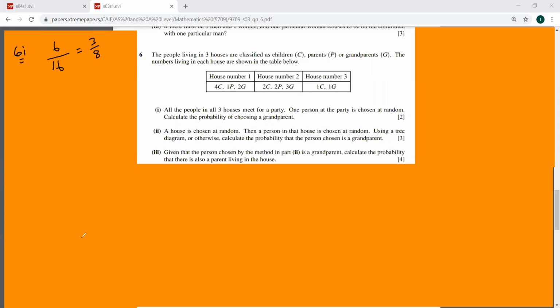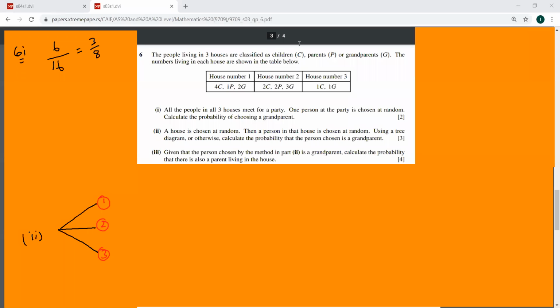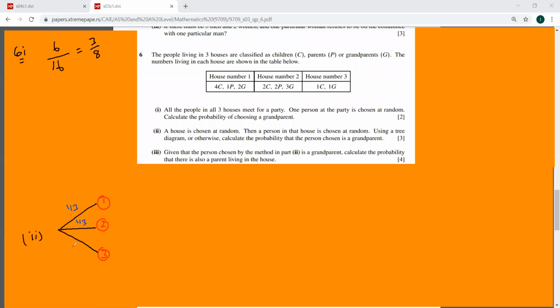Now let's look at the second part. It says a house is chosen at random. So I will be drawing a tree diagram. There are three houses: house number one, house number two, and house number three. Since there are three houses, the probability for each one of them should be the same. So this is 1 over 3, this is 1 over 3. It is equally likely to choose any of the three houses.